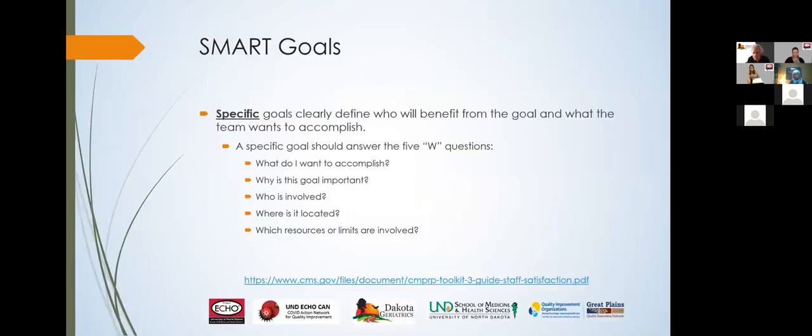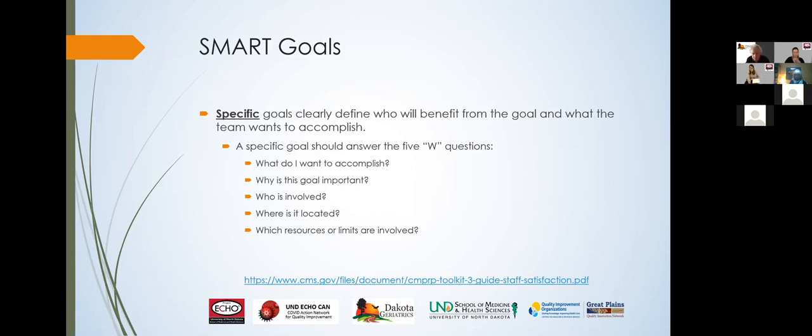All right, so we talked about SMART goals and an example of a SMART goal. As you all know, SMART is an acronym for how this is spelled out. First, your goal needs to be specific and define who will benefit from the goal and what the team wants to accomplish. Once again, we go back to these W questions. I know I bring them up a lot whenever we talk about the 5 attributes, but here's another opportunity to use it. So what do you want to accomplish?